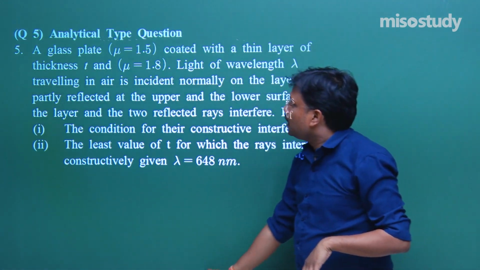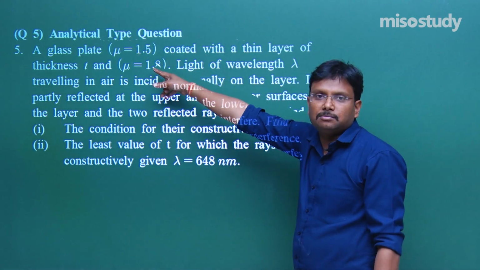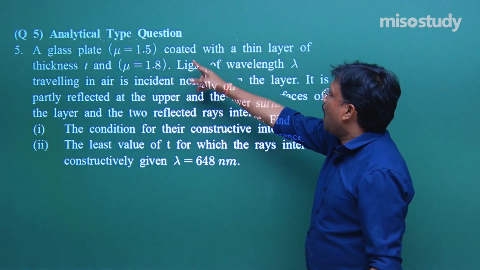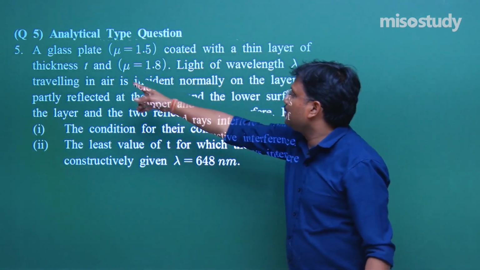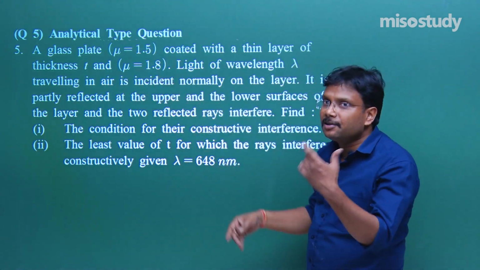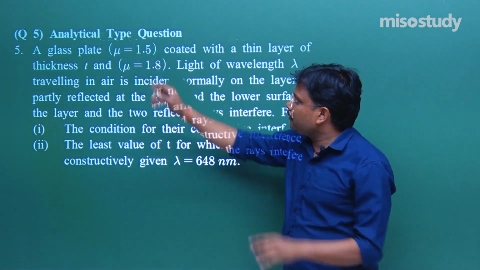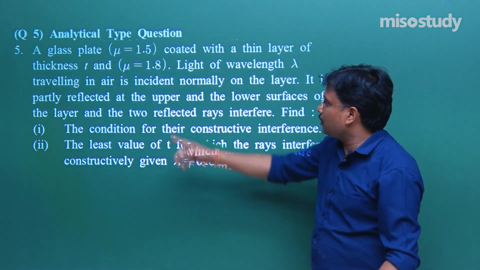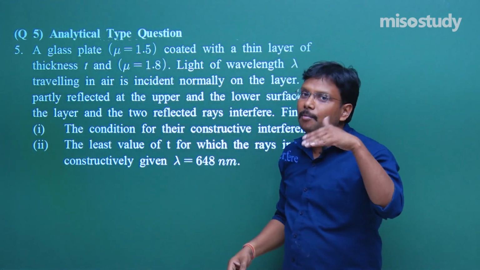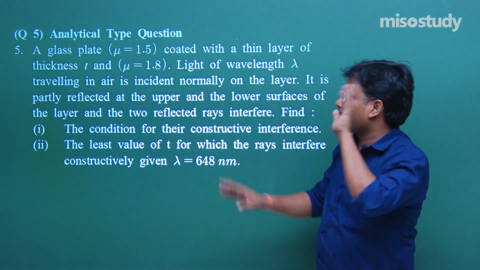What is that? That is a glass plate with refractive index this much, fine, small wordings, coated with a thin layer of any material having thickness T and mu, that is refractive index, 1.8. So, one thing is sure, the refractive index of the glass plate is less and the refractive index of the thin film coating is more. Velocity of light in this thin film is less, fine.